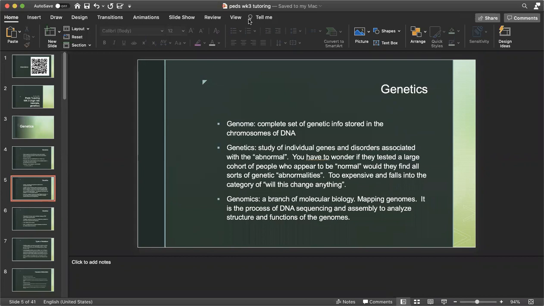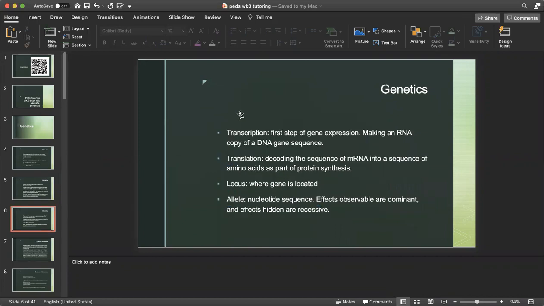Genomics is a branch of molecular biology. It is a process of DNA sequencing and assembly to analyze structure and functions of the genomes. Transcription is the first step of gene expression, making an RNA copy of a DNA gene sequence. Translation is decoding the sequence of mRNA into a sequence of amino acids as part of protein synthesis. Locus is where the gene is located, and an allele is a nucleotide sequence. It affects observable or dominant, and effects hidden are recessive.